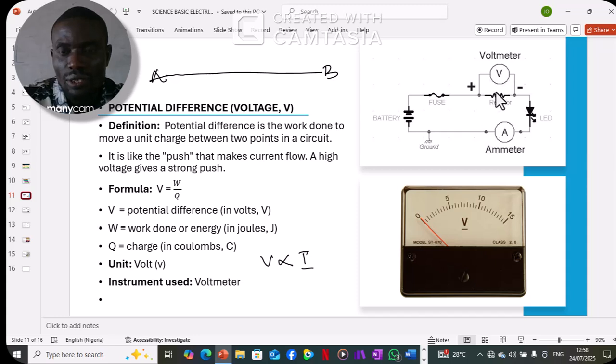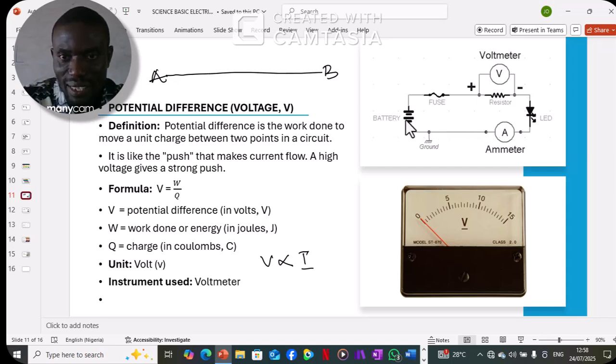Voltage is always connected across a resistor, while an ammeter is connected in series. This voltmeter here is reading the voltage in this circuit.